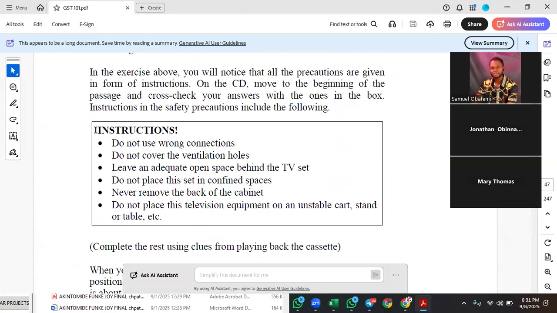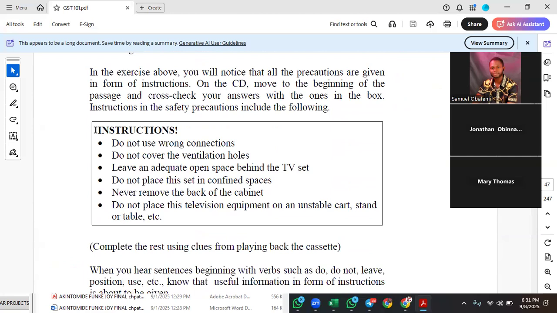Now let's look at instruction as a whole, as a topic on its own. When we talk about receiving information as instruction, what kind of information comes as instruction? I gave a typical example when introducing this unit earlier on, but let's see what type of activities you can undergo that will say that you were given instruction. One, do not use wrong connections. That's an instruction. Don't forget, they say they come in form of what? A command. Instruction comes in form of a command.